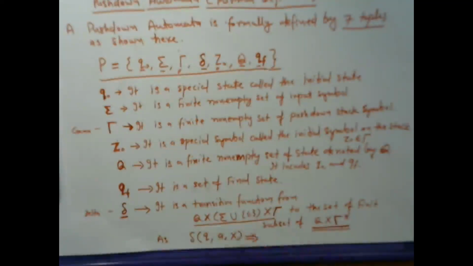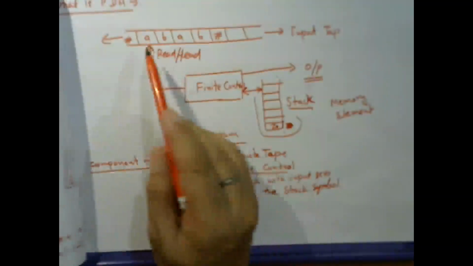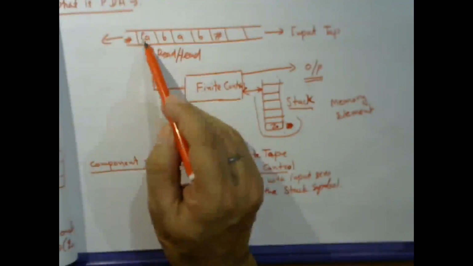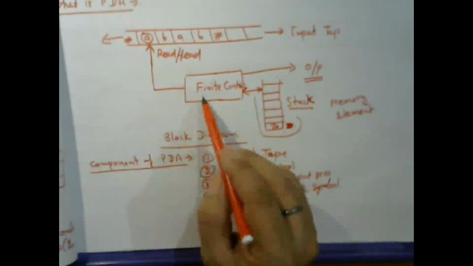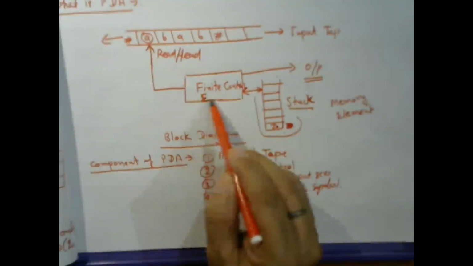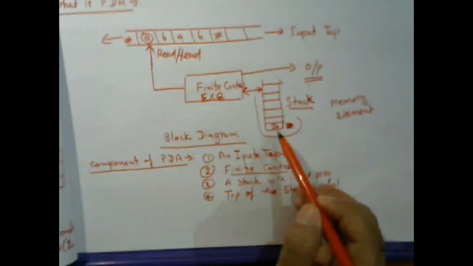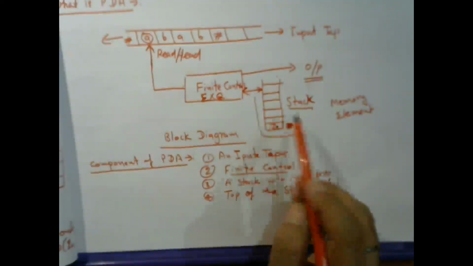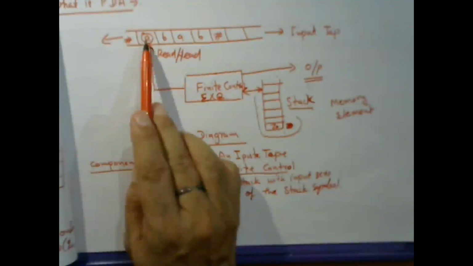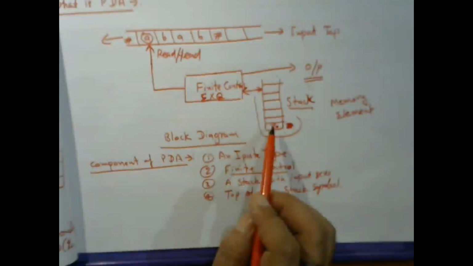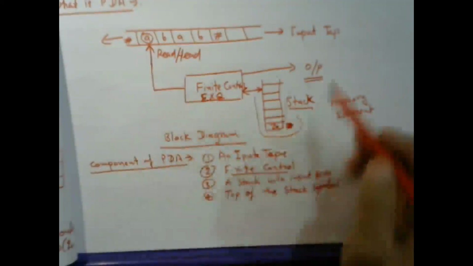Unless you have a value in the stack, you cannot check it. You read the input from the input tape, check the finite control state Q, and then check the top symbol of the stack. What is the top symbol at that time? When you combine the current input symbol, the current state, and the current top of the stack, you can get the output.